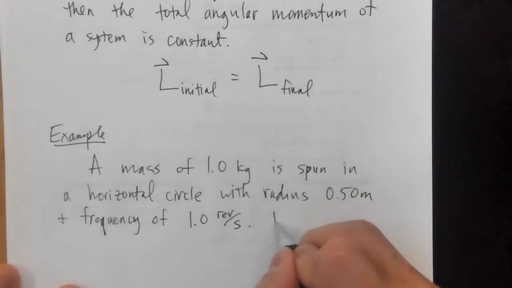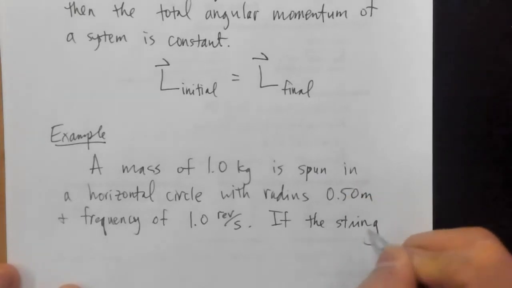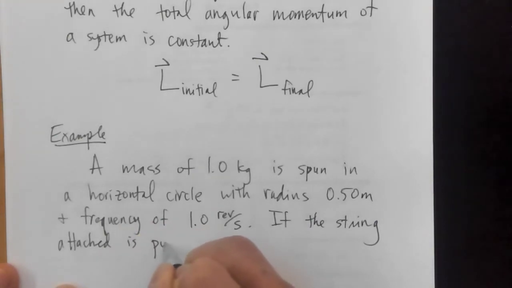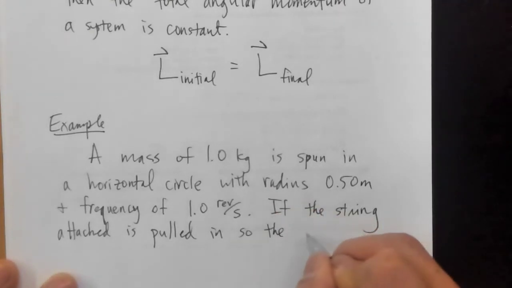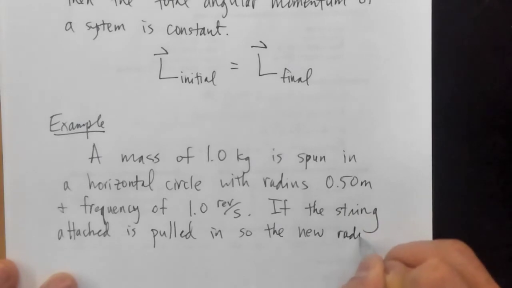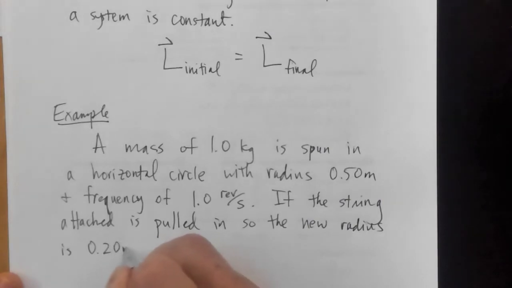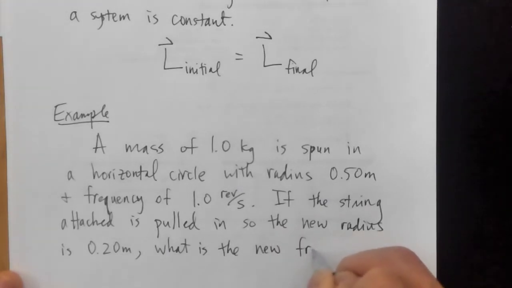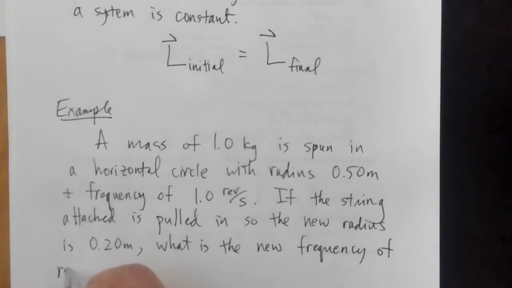Okay? If the string attached is pulled in, so I know it's kind of long, the new radius is 0.20 meters. What is the new frequency of rotation?